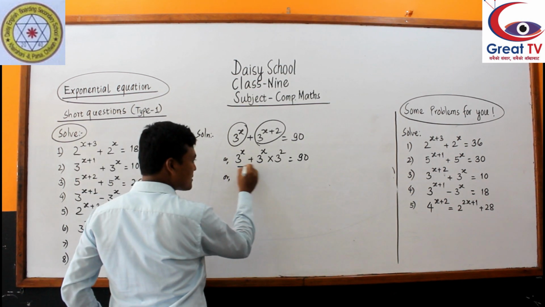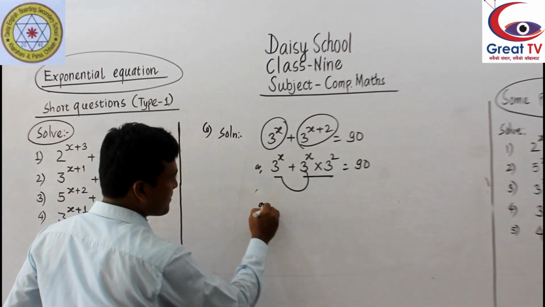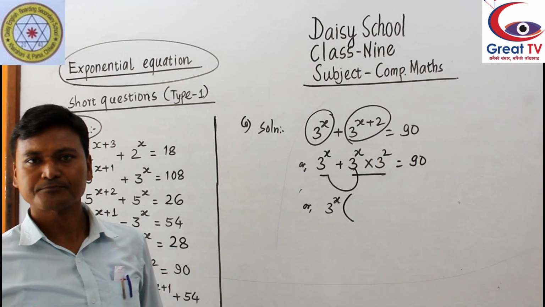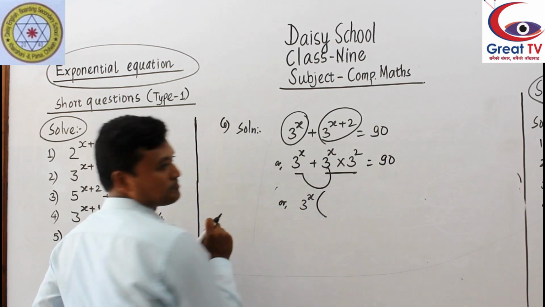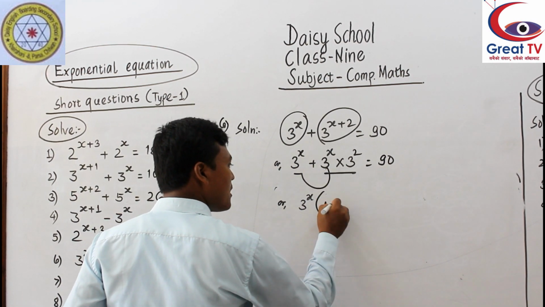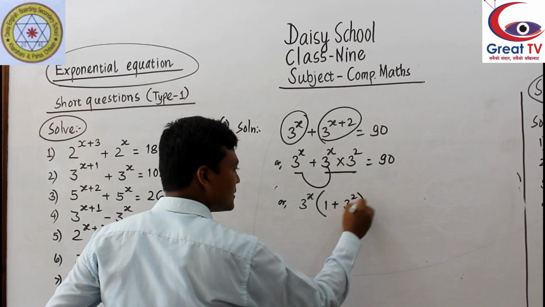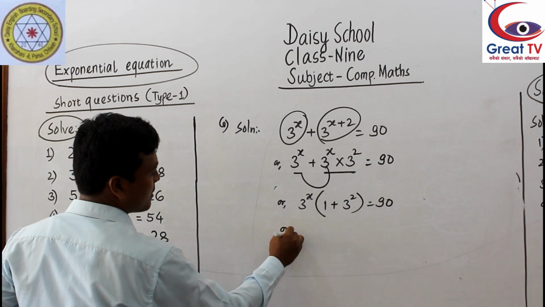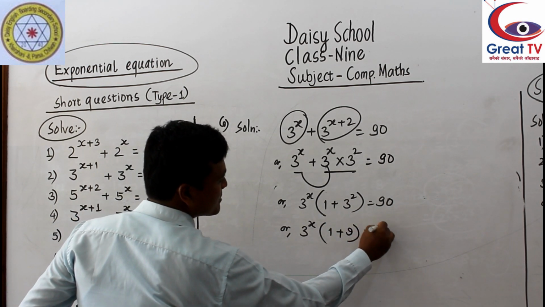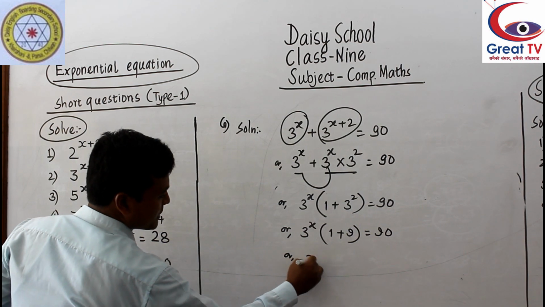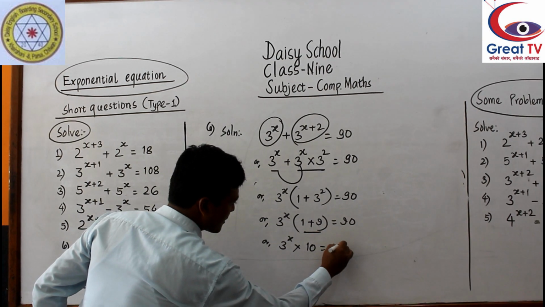Again, take before plus and after plus. We have one common factor, that is 3 to the power x. So take 3 to the power x as a common factor. Before plus we have 1 remaining, and after the plus sign, with the common factor already taken, 3 square is remaining, equals to 90. Then simplify: 3 to the power x times, 1 plus 3 square, which is 9, so 9 plus 1 is 10, equals to 90.